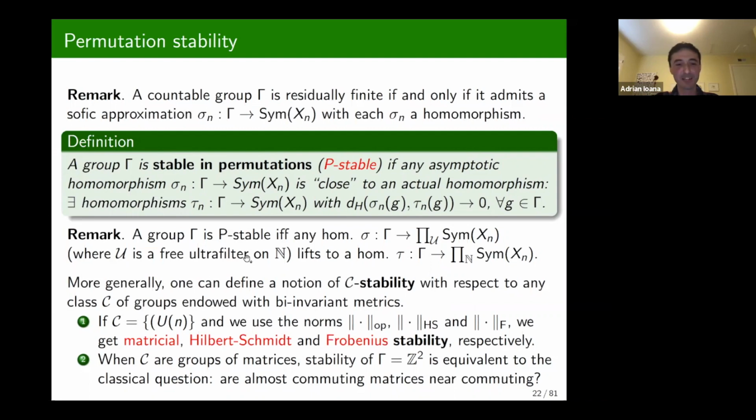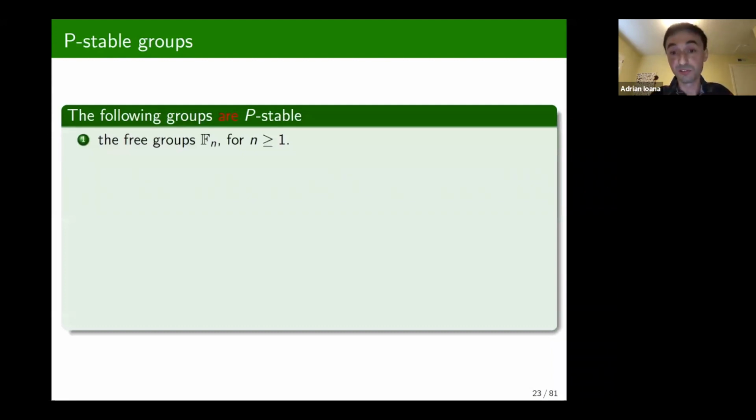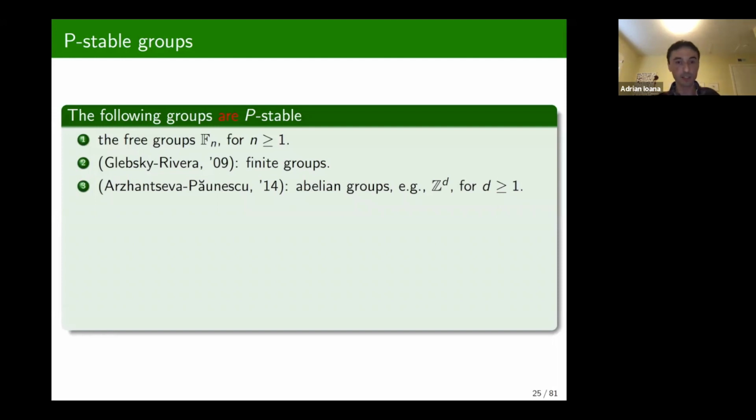All right, so let me mention some examples of groups that are P-stable. So one obvious example is that of the free groups. Of course, there are no relations to check there. So if you have an asymptotic homomorphism, then you can build a homomorphism by just looking at the values on the generators. And that would be asymptotically close to your original asymptotic homomorphism. Glebsky and Rivera noticed more than 10 years ago that also finite groups are P-stable. And then Arzhantseva and Păunescu proved that abelian groups, so in particular Z squared, are P-stable.